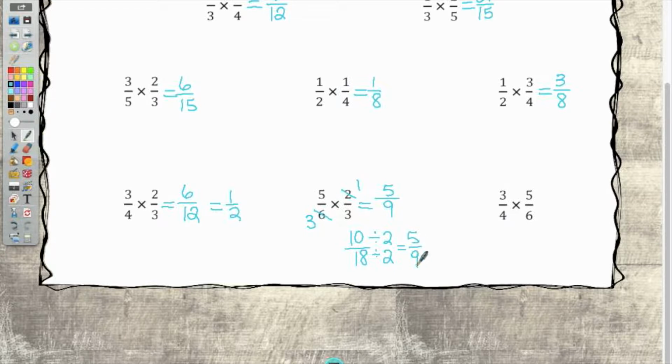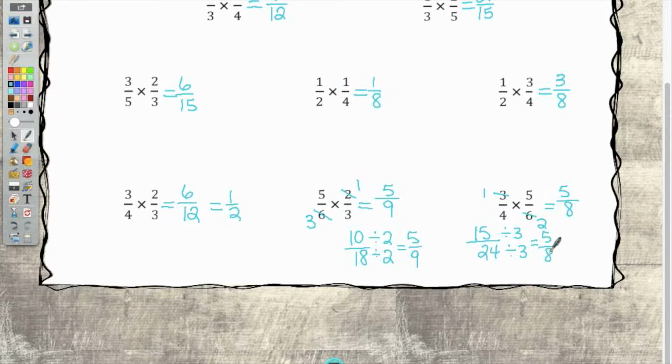All right? Take a look at this one. 3 and 6. Greatest common factor of 3 and 6 is 3. So 3 divided by 3 is 1. 6 divided by 3 is 2, and your answer is 5/8. You would have got 15/24. Divide both of those by 3. You'll probably get 5/8, won't you?